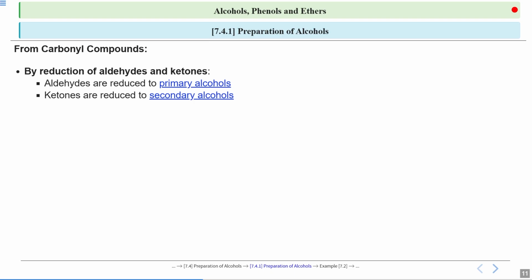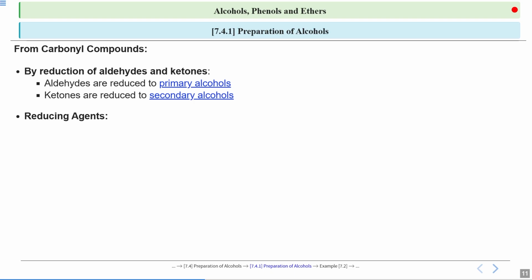So if there is a preparation of alcohol from the ketone, it will be secondary because that carbon is actually secondary of ketone. And in the case of aldehyde, which is C double bond O, to that carbon only one alkyl group, one R group, is attached. Okay, so it is going to give us a primary alcohol.